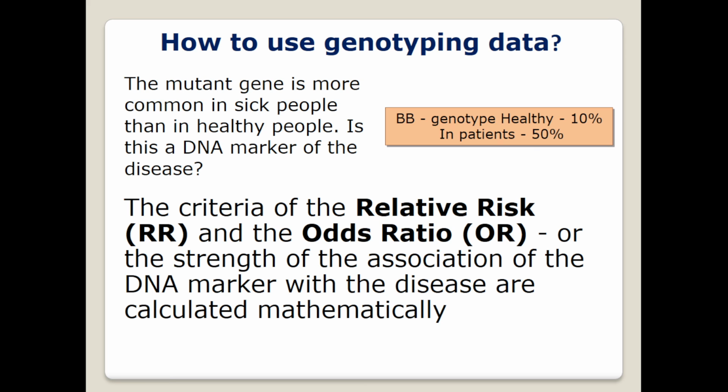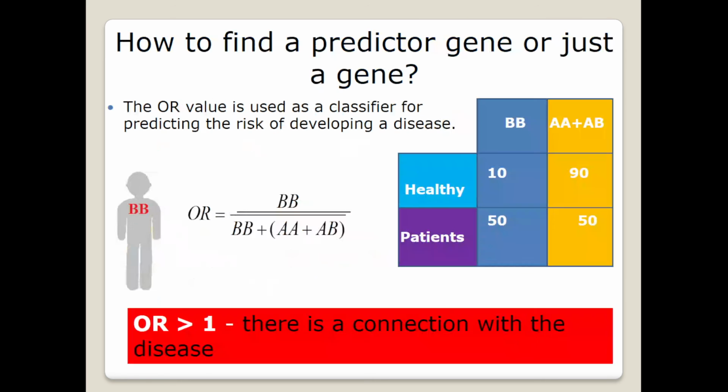It means that if the BB genotype is in patient groups, it does not necessarily lead to or cause the disease, just an association with the disease. So we need to find mathematical evidence for understanding this. And in this slide you can see the mathematical reasons.